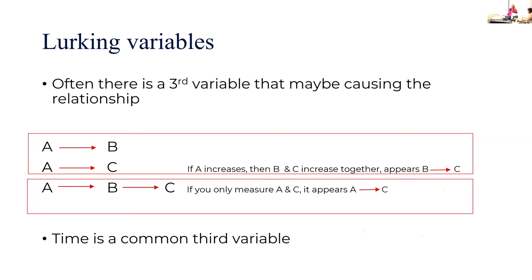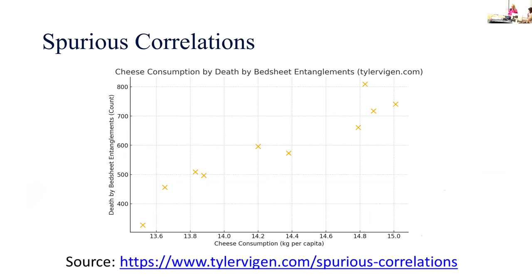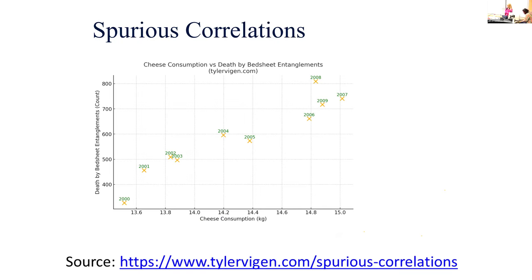Time is a really common lurking third variable, and there are lots of other ones as well. But to give you an example of the time issue, there's this brilliant website that was created by a very bored PhD student called Tyler Vigen, and he's now very rich and famous. And he spent a lot of time during his PhD mining big data sets and looking for relationships. One of my favorite ones here was looking at the relationship between cheese consumption and death by bedsheet entanglements. And you can see there that there's definitely a relationship between those two variables. But what's missing is the time factor.